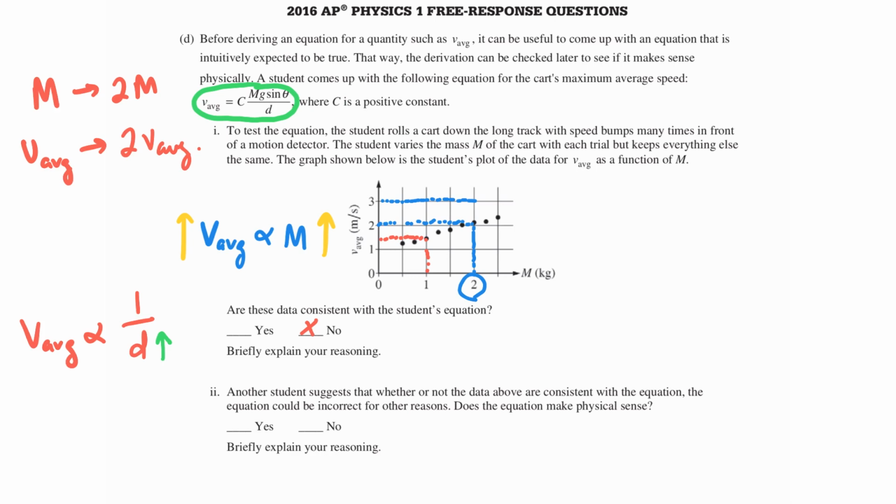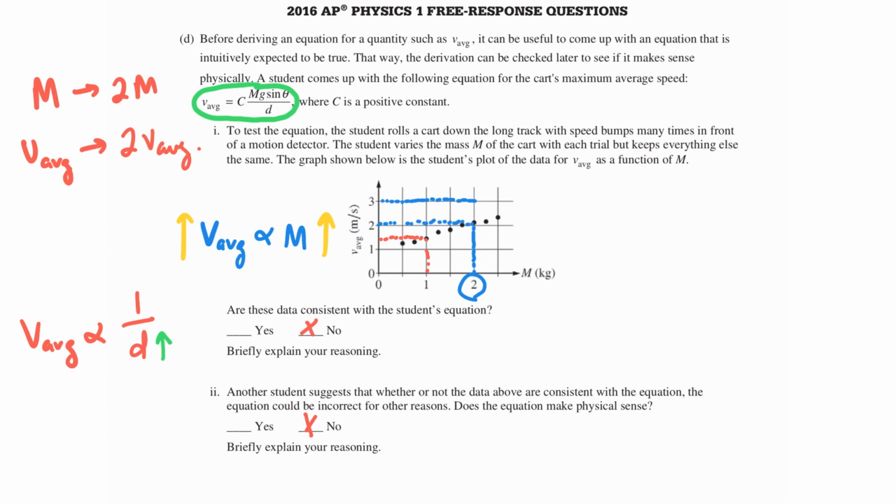But if the value of d is in the denominator in the proposed equation, then the opposite is true. And so for part d2, I should check no. This equation does not make physical sense because d should not be in the denominator. An increase in d in the student's proposed equation would cause the average velocity to decrease instead of increase.